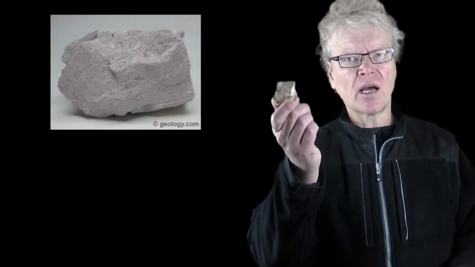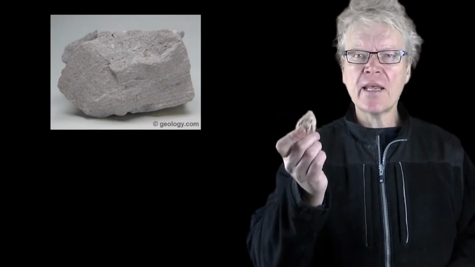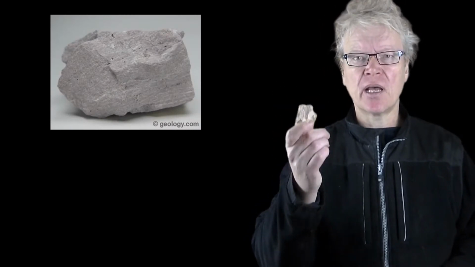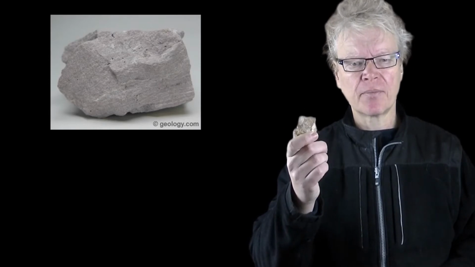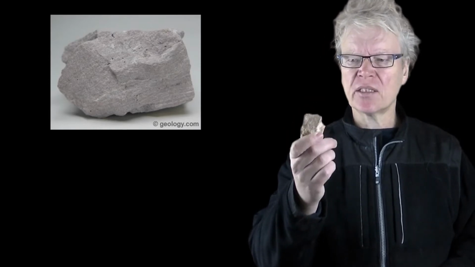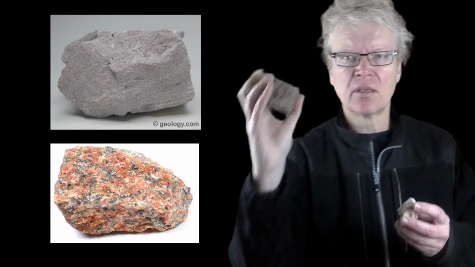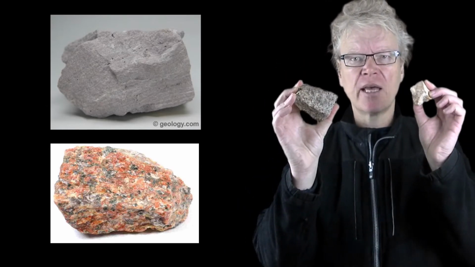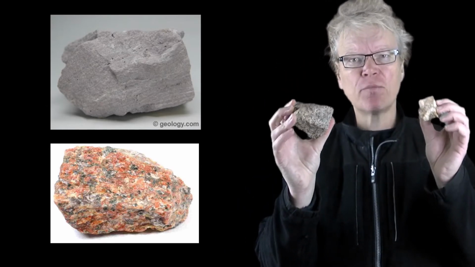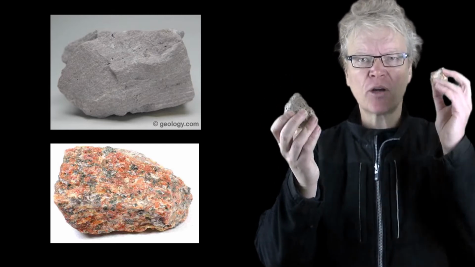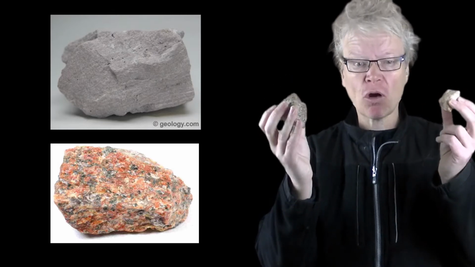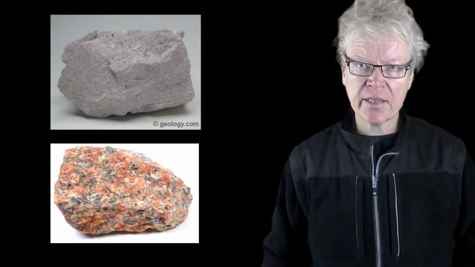But sometimes you get this rock called rhyolite. Now, it has the same minerals in it. It has feldspar, quartz and mica. But for some reason it doesn't look like granite. It's the same makeup of minerals, granite and rhyolite. They have different rock names. How can that be?